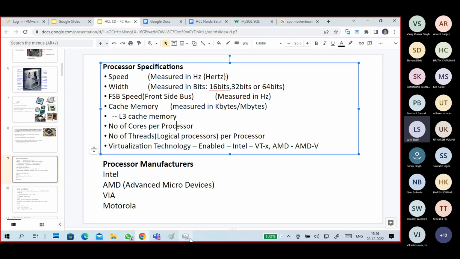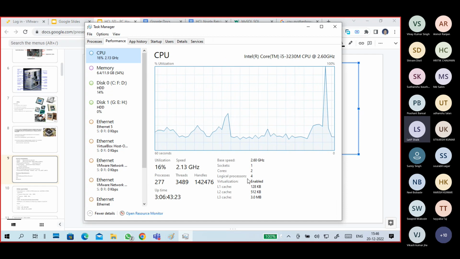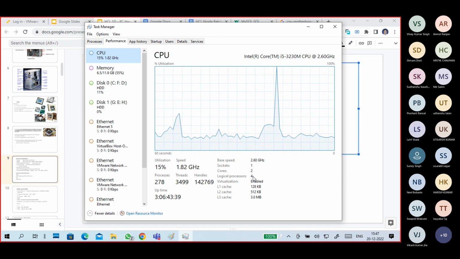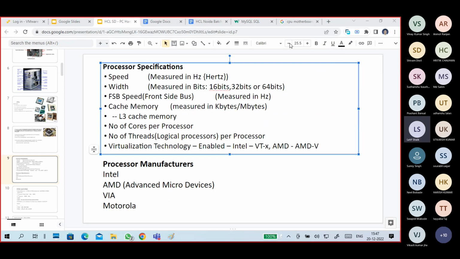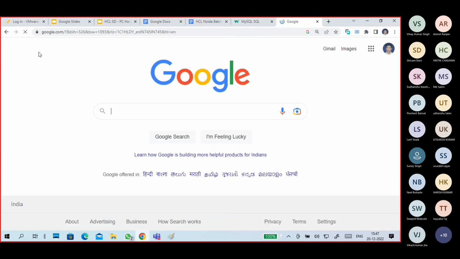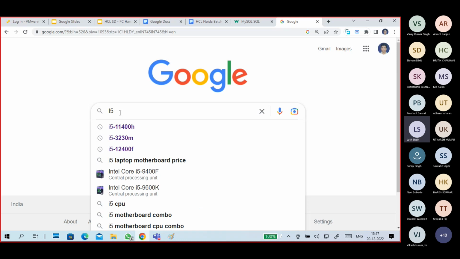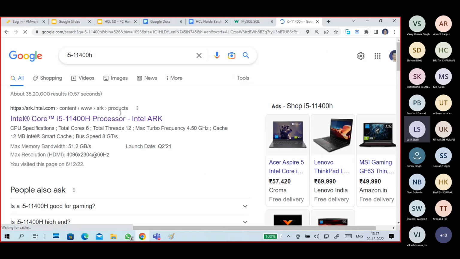So compulsorily check your processor's number of cores and number of logical processors. 2 core 4 logical is better than 2 core 2 logical. If you compare, 4 core 8 logical is the best one. Of course, also check that virtualization is enabled and the L3 cache memory size. If you want to buy a processor, for example an i5 11th generation, I'll go to the 11th generation.